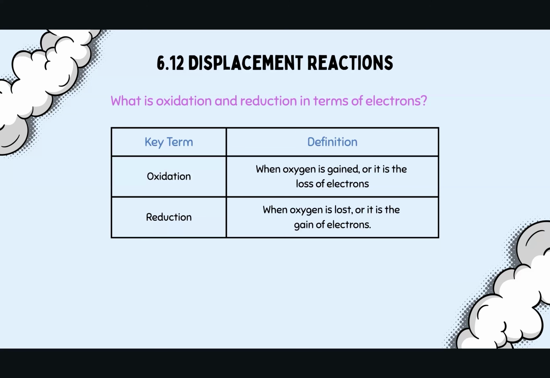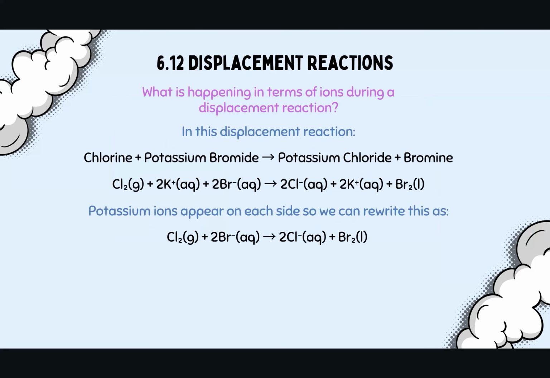So this is higher. What we're saying here is when a displacement reaction occurs, oxidation occurs and reduction occurs. Oxidation is when oxygen is gained or there's a loss of electrons, and reduction is when oxygen is lost or it is a gain of electrons. So, OIL RIG. Let's have a look at this. Why is this a displacement reaction? Chlorine is reacting with potassium bromide to make potassium chloride plus bromine.